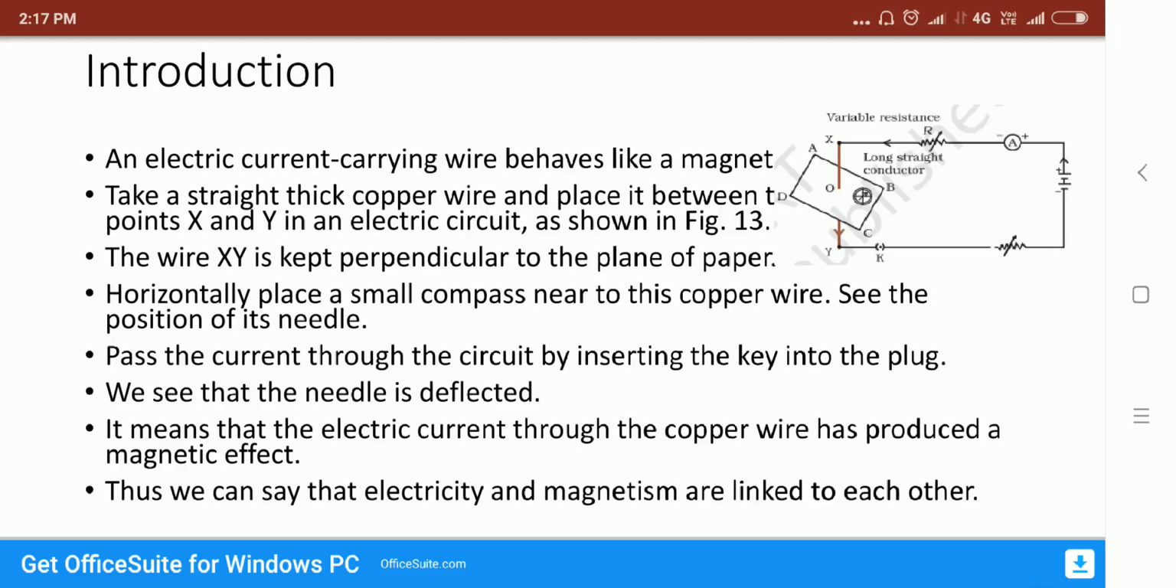Now, while this closed loop is available, copper is the conducting material, so electric current is passing through it. While the current is passing through the copper, a magnetic field effect is produced. That magnetic field effect we can observe through the magnetic compass. The needle gives you the direction. It means while the current is flowing through it, a magnetic field exists. It means electricity and magnetism are linked to each other.